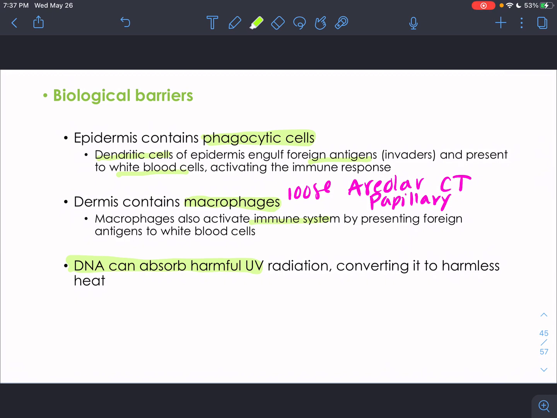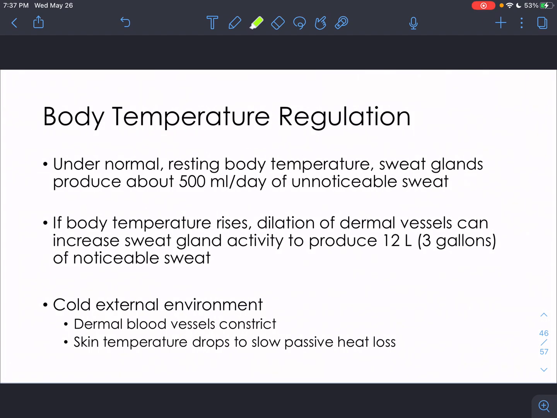Okay. So the skin's a physical, chemical, and biological barrier, protects, also responsible for body temperature regulation. Normally, under normal or resting body temperature, sweat glands still produce about 500 milliliters a day of unnoticeable sweat. This is called insensible perspiration. Even if you're not sweating and you can feel yourself sweat, you're still producing sweat. That's just happening all the time.